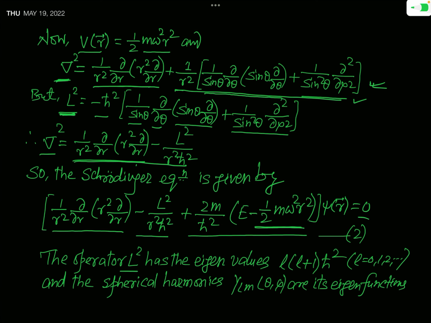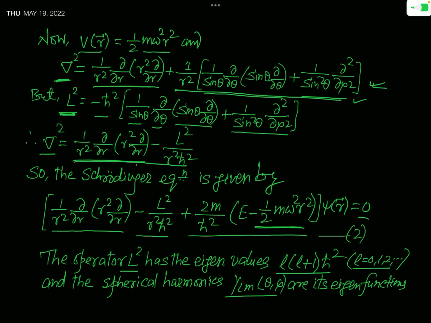Now you have studied in quantum mechanics that the angular momentum square operator, that is the L square operator, has the eigenvalue l times l plus 1 into h bar square. Here l is equal to 0, 1, 2, and so on; these are non-negative integers. And the eigenfunctions of this operator are spherical harmonics. All these things we have studied in quantum mechanics.